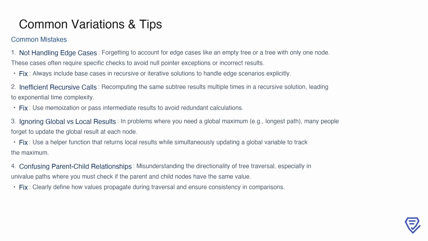Finally, it's important to avoid confusing the parent-child relationship in the tree. For Univalue paths, you need to ensure that the directionality of your comparisons aligns correctly with the intended traversal logic. Clearly defining how values are propagated during recursion can help maintain this consistency.